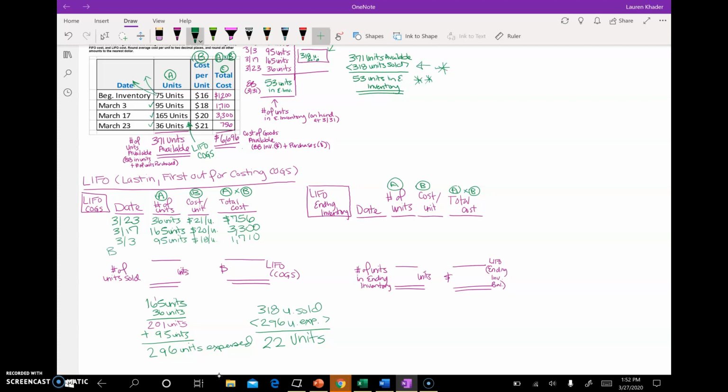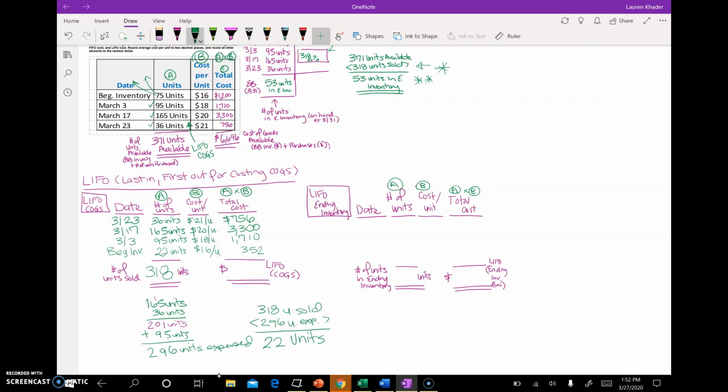So beginning inventory, 22 units are going to be expensed at the lowest cost, $16 per unit. $352 for this layer is going to be expensed as cost of goods sold. The last thing I want to do is add up these 4 layers, and does it equal the 318 units sold? It does.